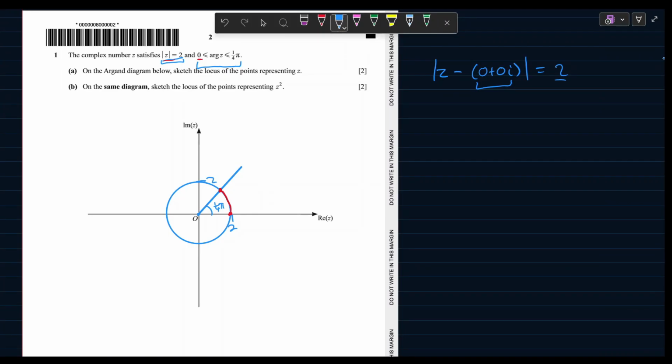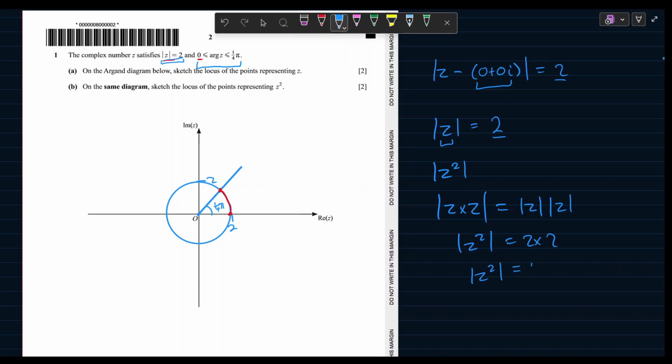Okay, so let's start with the first equation that we have. The modulus of z is equal to 2, but now we want to do it for z squared, so replace z with z squared. So we're looking at the modulus of z squared. What is it now going to equal? We know that this is the same as the modulus of z times z. So it's going to be equal to the modulus of z times the modulus of z. So essentially the modulus of z squared is just 2 times 2, because the modulus of z is 2. So the modulus of z squared is 4.